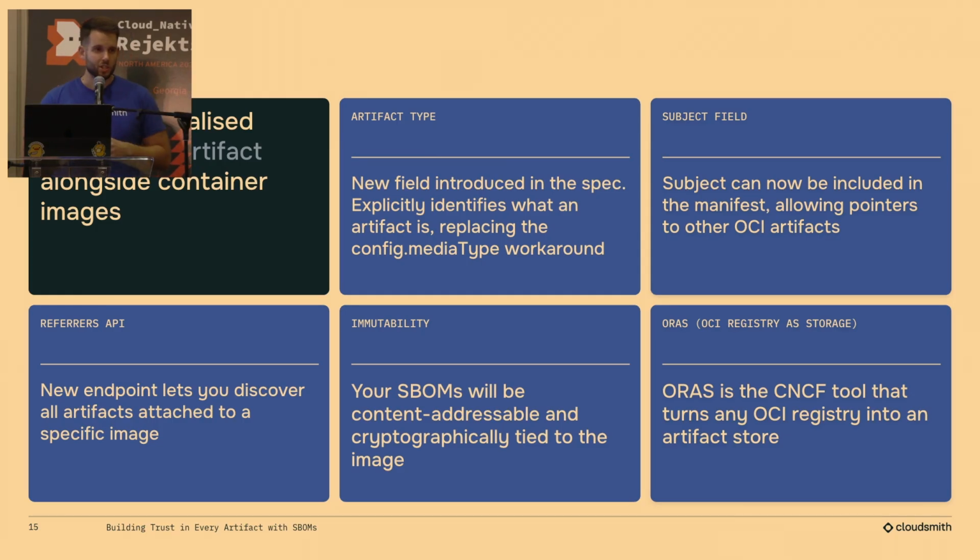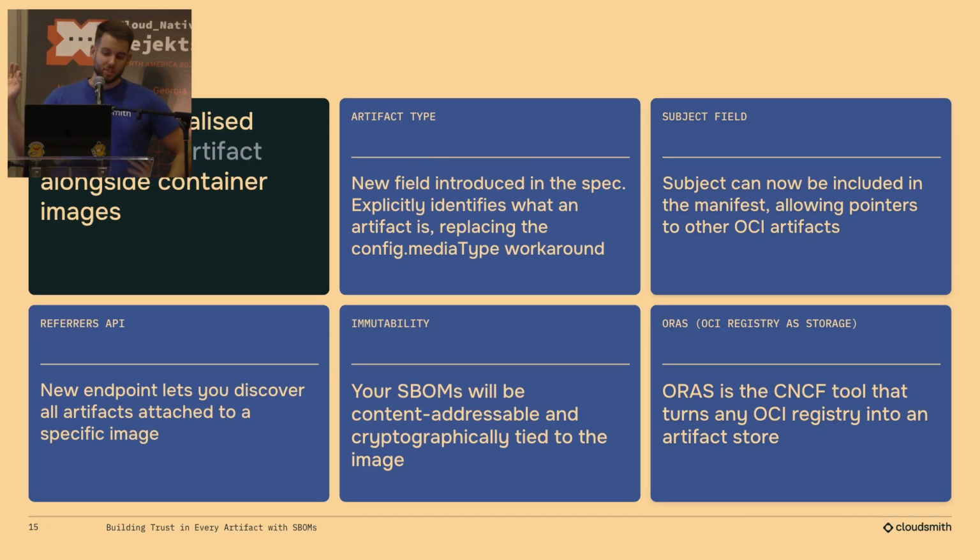And with those relationships, you can actually use the third new feature added here, which is the referrers API, which allows you to say, I have this OCI artifact here. Give me all of the dependencies or relationships that this particular image has here, so you can discover things like SBOMs or even other stuff that you want. You can literally do whatever you want.